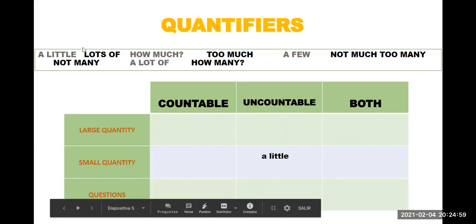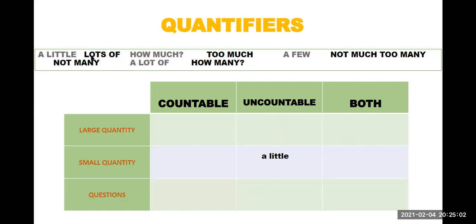Very good. What about lots of? Countable, uncountable, or both? Both, right? We can use lots of with countable and uncountable, both, okay? So this is for a large quantity or for a small quantity, or questions? Large quantity, right? So we can say lots of for both, for countable and uncountable, and a large quantity.